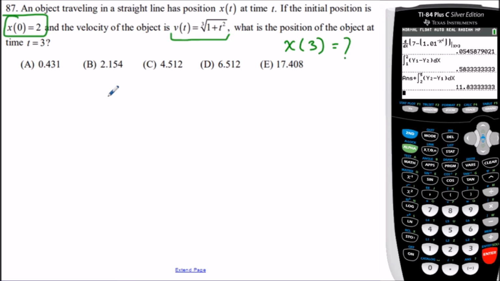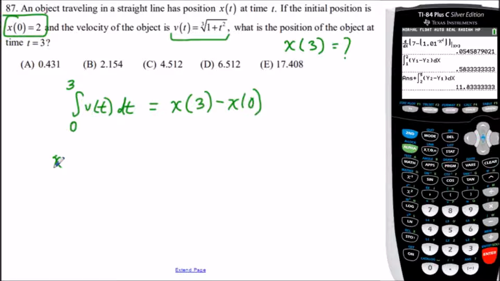What we're going to do is look at the integral of v of t, and the limits we're going to use are 0 and 3. Once again, if we use FTC part 1, the antiderivative of velocity is position, and when we evaluate it at the limits, it's going to be x of 3 minus x of 0. So then x of 3 is equal to the initial position, so we add x of 0 to both sides. We're going to have 2 plus the integral from 0 to 3 of v of t dt.